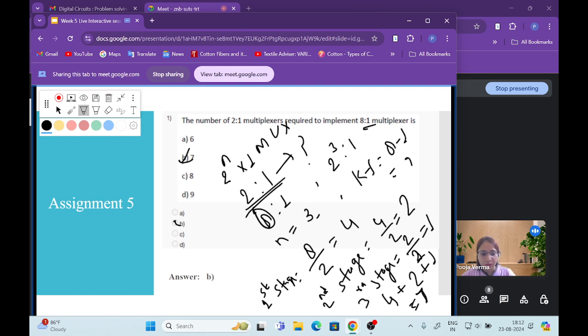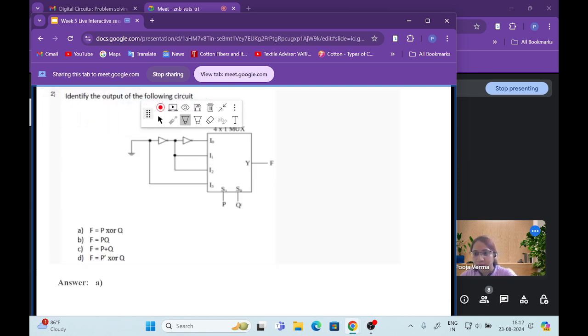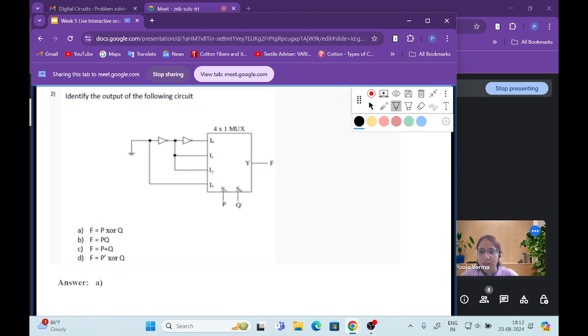Okay. Moving to the next question. Next question is: identify the output of the following circuit. Here a 4:1 multiplexer is given and we need to find out the output, that is F. Already we know the truth table of a 4:1 multiplexer and how we can write the output. As we know, these are the input signals, these are the selection lines, and this one is the output, right?